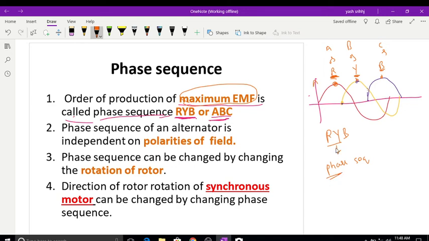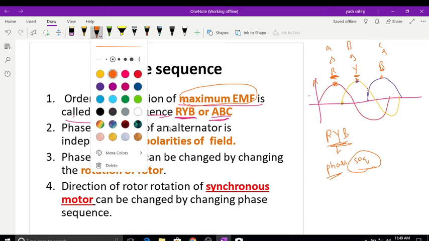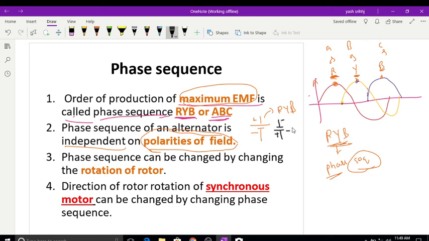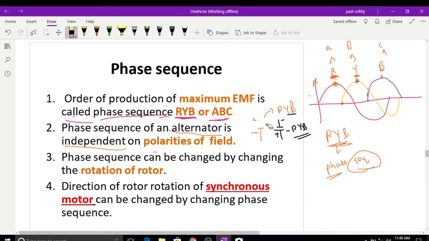Phase, nothing but R, Y, B, or R, Y, B. Sequence is nothing but production, generation. That is called phase sequence, and the phase sequence of alternators is independent of field polarities. This is very important. If the field polarity is like this, positive and negative, and at this position the phase sequence is RYB, now if you change the field polarities, negative to positive, then also the phase sequence is RYB only. So this is important for your competitive exams also.